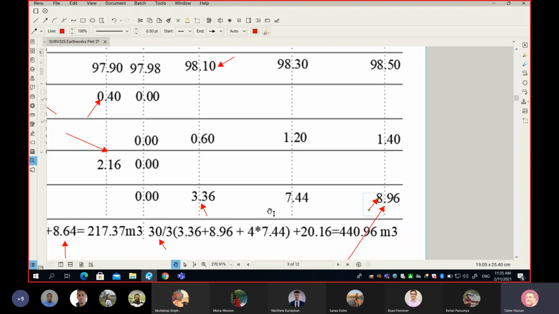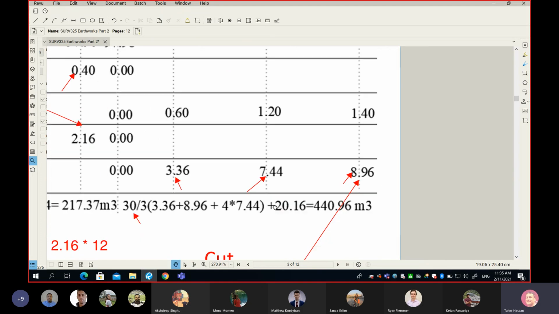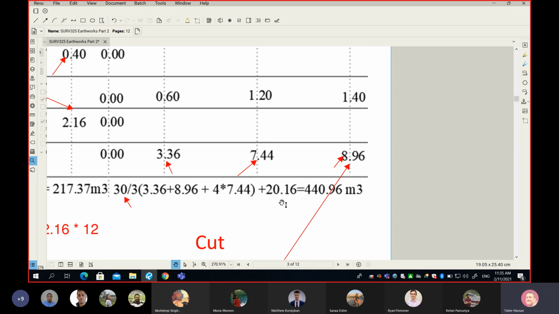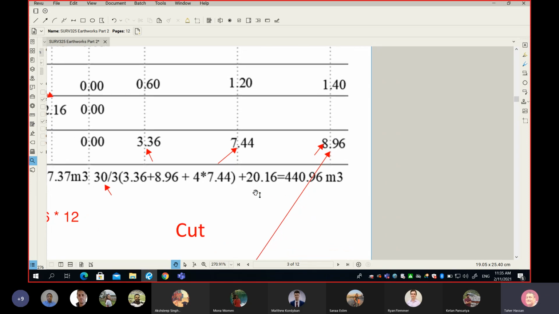No. So that's why 2 times 0. And then plus 4 multiplied by the sum of the even, which is we have only one, which is the second one, which is 7.44. And then finally, we have the little blob-like volume here, which is 20.16. How did I get this number?